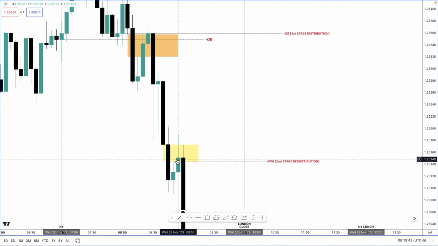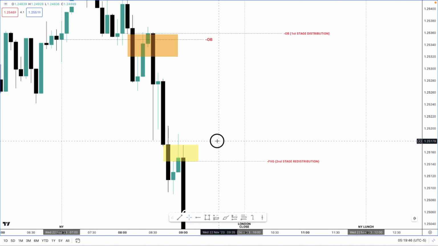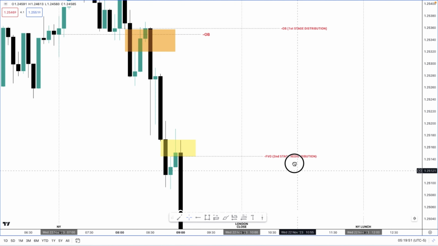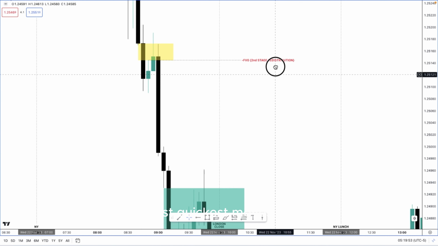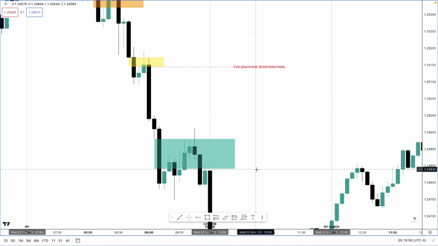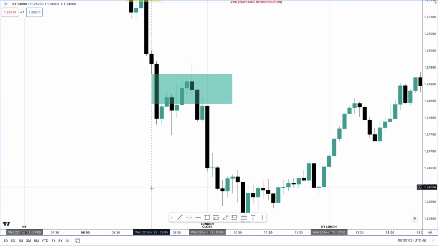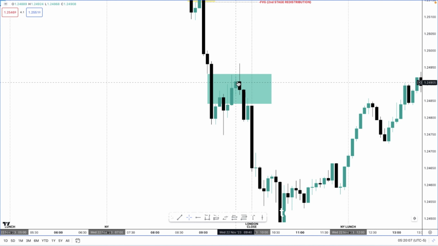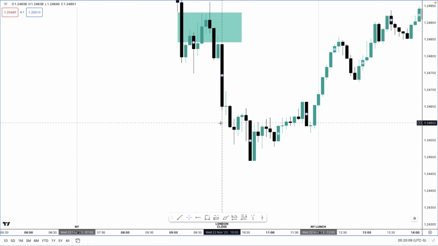The fastest elevator ride you're ever going to be in. It's called the ICT unicorn. Second stage redistribution. One of the deadliest, quickest moves you will ever be in, and it happens each and every time. This is part of the market maker sell model. So it breaks lower, fair value gap again, straight back to it, breaks lower. Now what time is it? 10 a.m., London close.